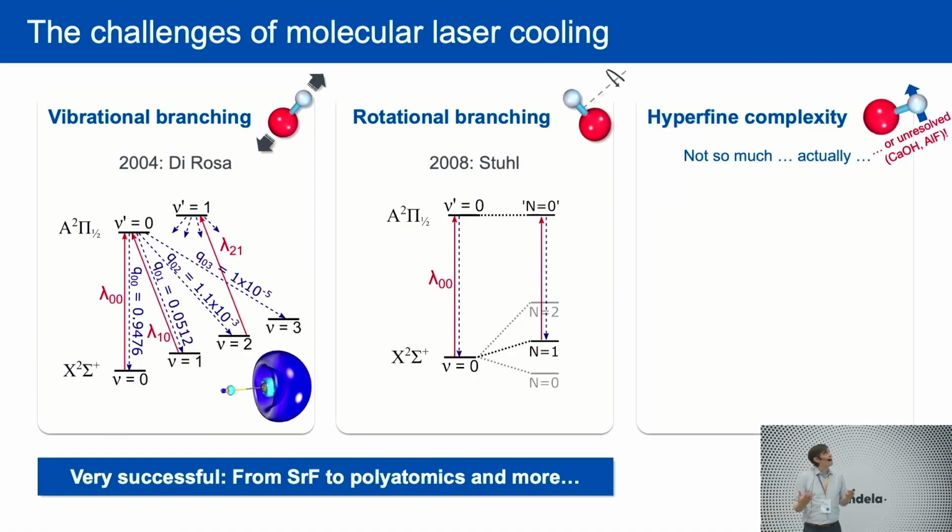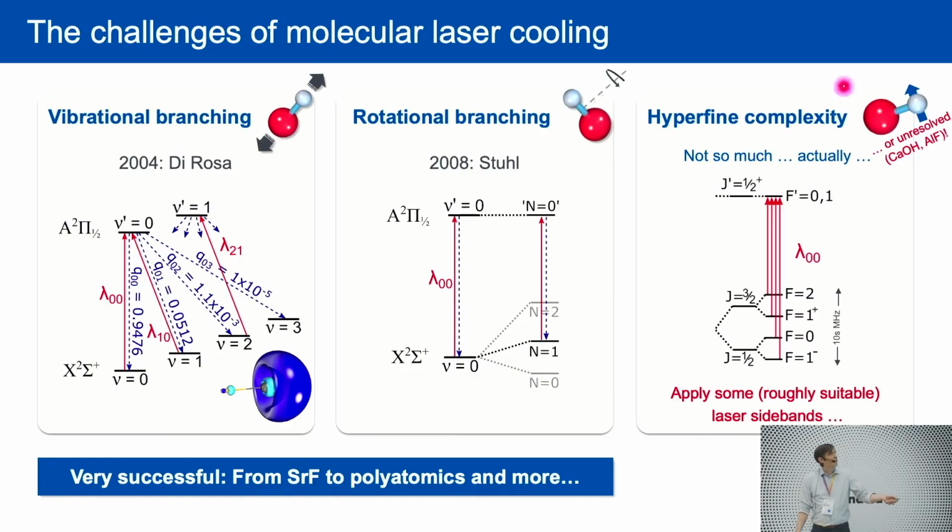But then there's actually a third challenge, which is oftentimes not discussed so much or even avoided, and that is hyperfine complexity. The reason it's mostly avoided is that in most experiments, the molecules look like this with only one nuclear spin, or alternatively, we will have some talks about molecules where the hyperfine structure is not resolved at all. So there is not so much hyperfine complexity in these molecules. You usually get fairly regular splittings, and then you just apply some roughly suitable sidebands, and you will end up with sizable forces, and you can cool your molecule.